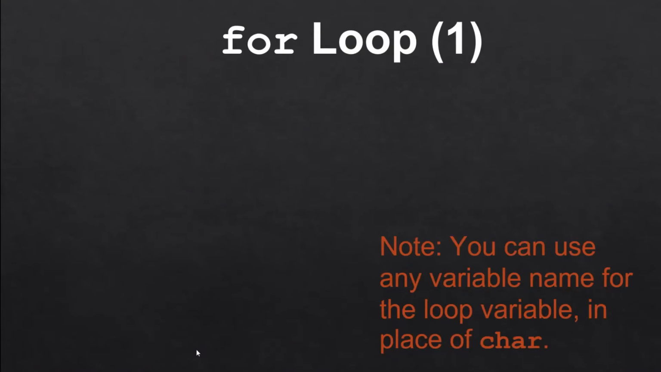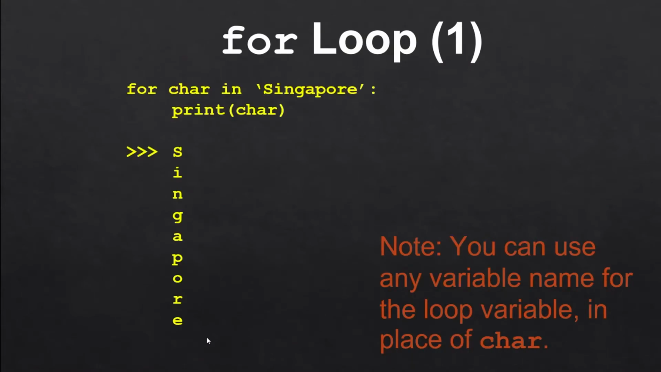Moving on, let's look at how we can use a for loop. For example, if I have this simple code here, for car in Singapore, print car. What it does is that this Singapore here is a string, and you can iterate through that string. For car, it will take the first letter, the first character here, and assign it to car. Then you'll print car. This is the body of my code. So for each letter that is assigned to car, you will print.